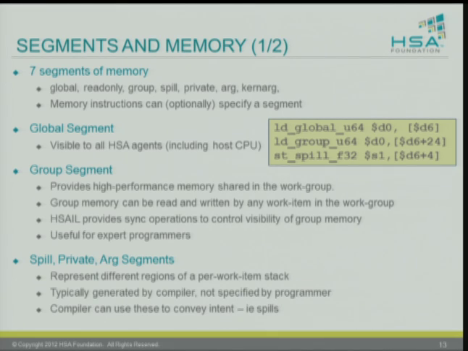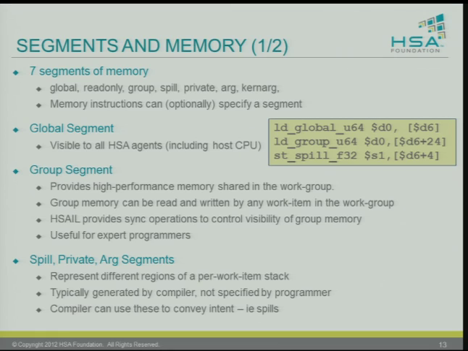The global segment is the one that is visible to all the HSA systems, including the host CPU and the GPU. So this is an efficient way to pass data back and forth between the CPU and the GPU. This pointer sharing that we're using could use the global segment.